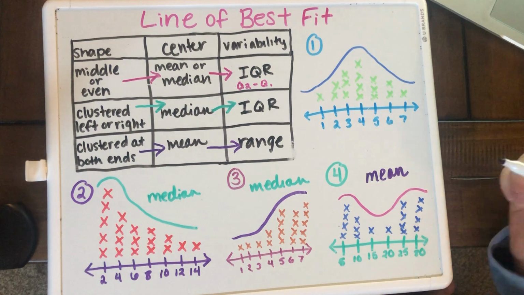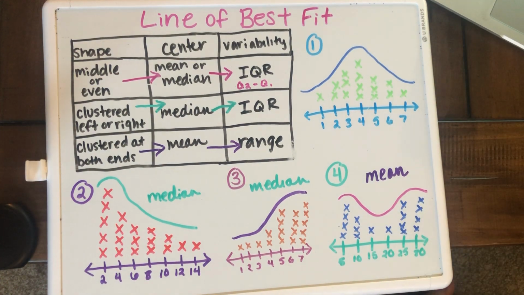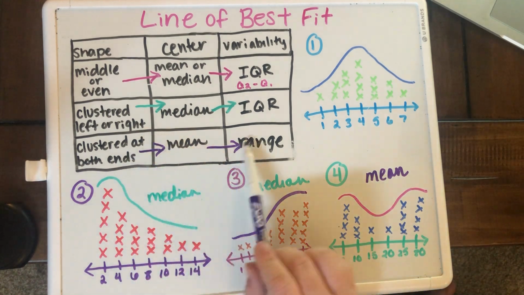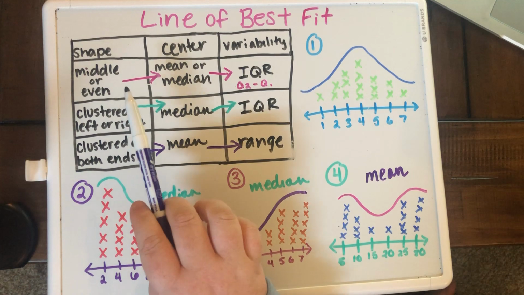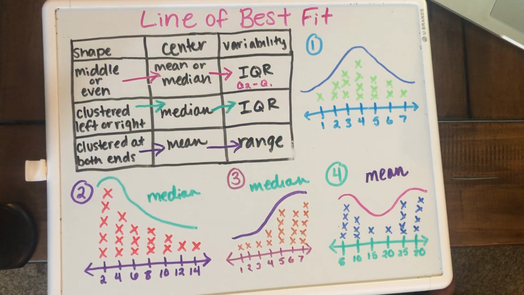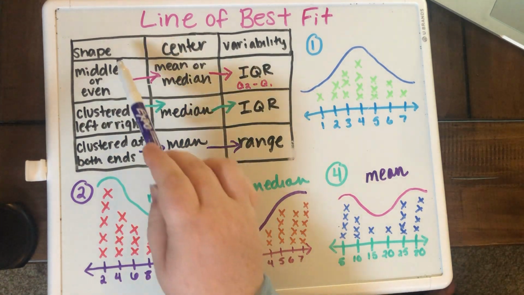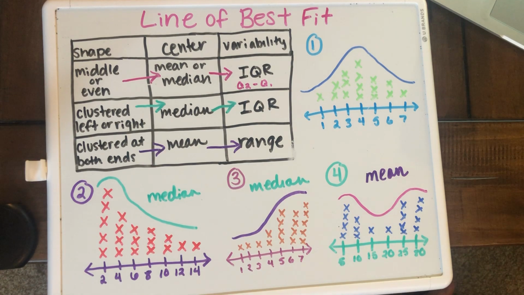So that is how we talk about the line of best fit. That is how we read our chart. You just follow it straight down the line, guys. The most important thing for you to understand, though, is knowing the difference between the shapes and being able to identify them in the different graphs. So that is line of best fit. And if you need to rewatch this video, please do so.